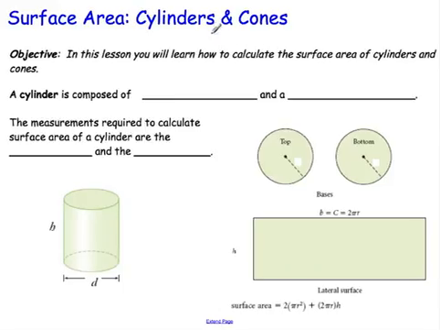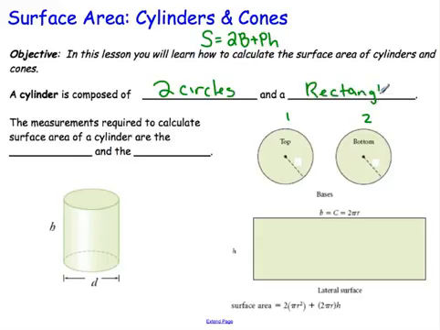Before, we learned that the surface area of a prism was going to be 2B plus PH. And we'll see this in almost the exact same form when we talk about this today. So a cylinder is composed of not just one, but two circles and a rectangle. Two circles and a rectangle.